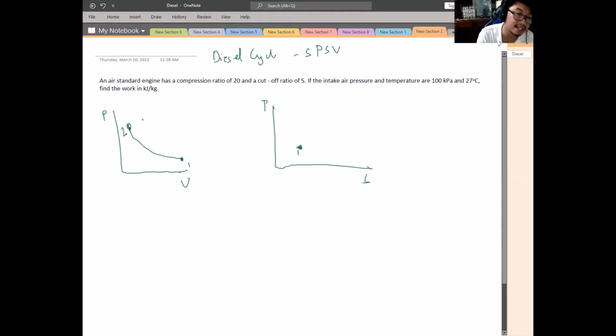During compression, pressure rises. In our TS diagram, compression means an isentropic process. As it compresses, pressure goes up, volume goes down, and temperature goes up. So this is point 2. Now, we have what is called the cutoff ratio, which is from 2 to 3.